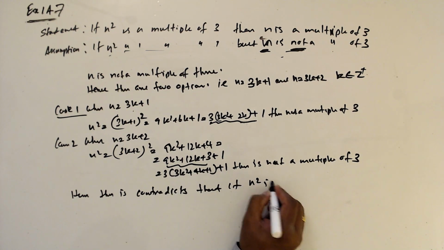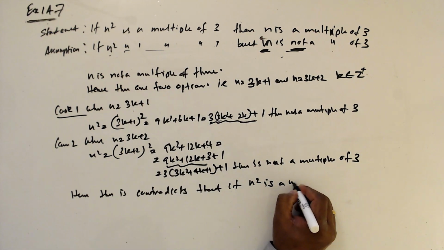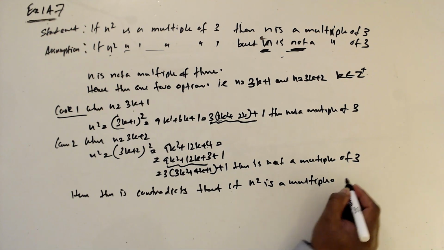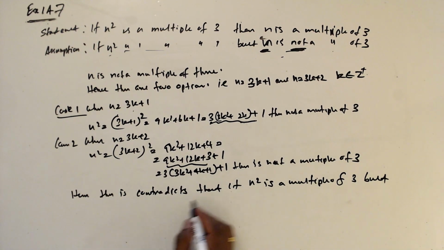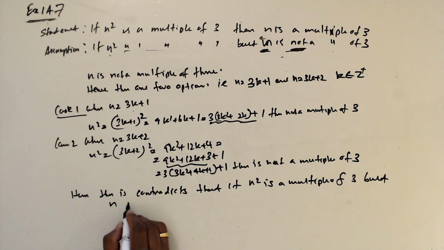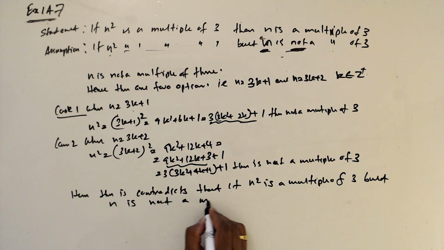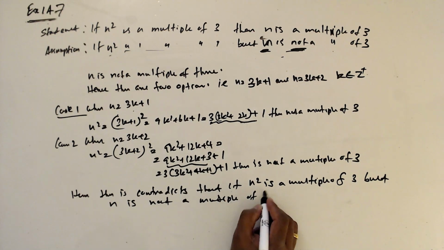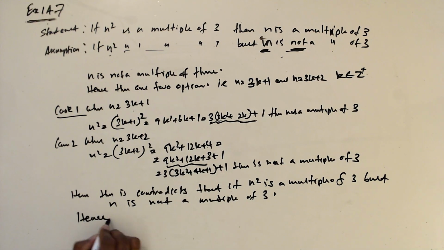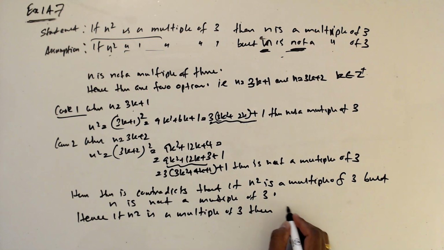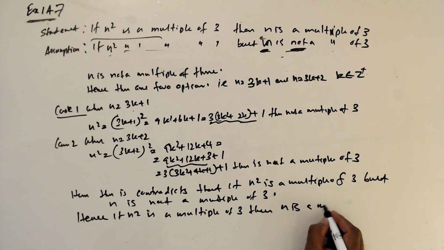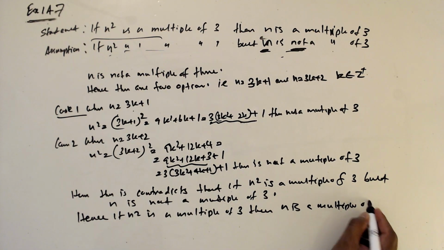If n square is a multiple of 3, but n is not a multiple of 3, this is a contradiction. Hence, we'll write the answer: if n square is a multiple of 3, then n is a multiple of 3.